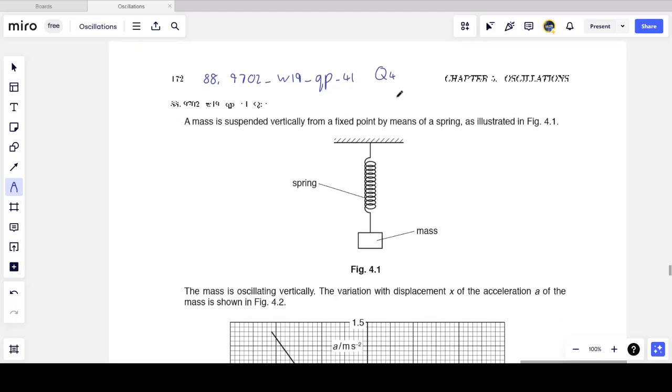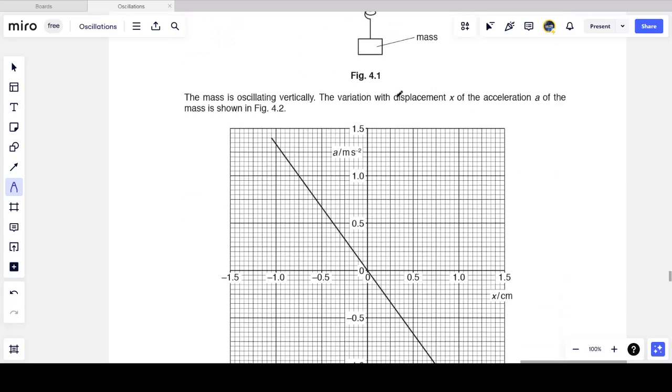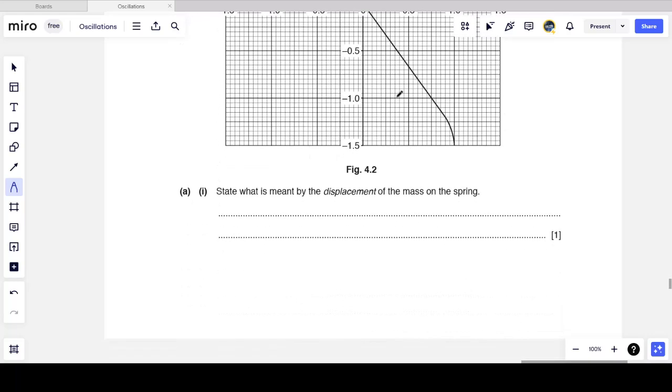We are told that a mass is suspended vertically from a fixed point by means of a spring. This is a common type of oscillation problem. The mass is oscillating vertically, and the variation with displacement x of the acceleration a is shown in the figure. So a nice straight line graph, almost a nice straight line graph. Something is a bit wrong here. And we first want to state what is meant by the displacement of the mass on the spring.